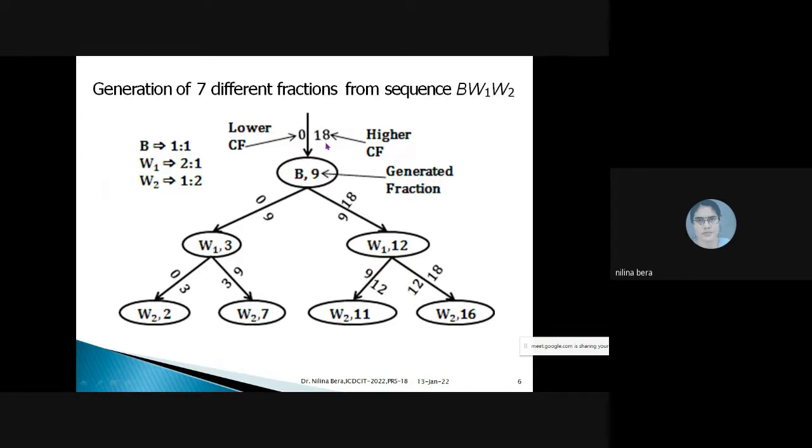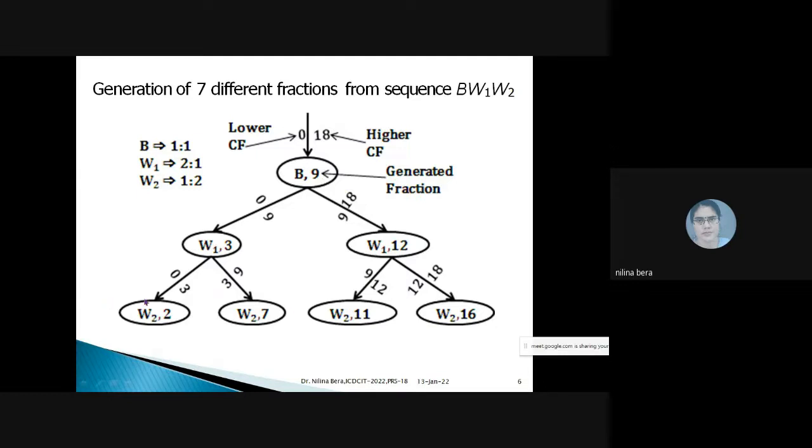Starting with the buffer 0 and the sample 18, I am getting the first intermediate 9. Now with the buffer and the intermediate 9, I am getting 3, following the weighted 2 is to 1 mixing. So I am getting the second intermediate 3 in this particular branch, the left hand side. In the right hand side branch, I am once again doing 2 is to 1 mixing, getting the second intermediate 12 with 9, the first intermediate, and the sample 18.